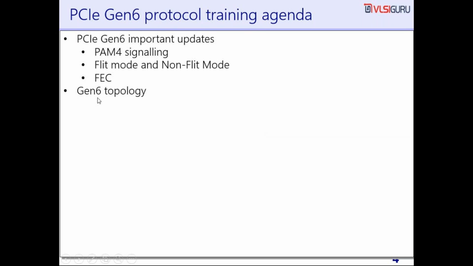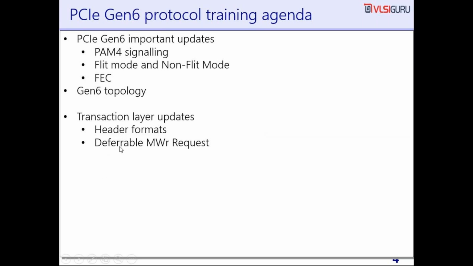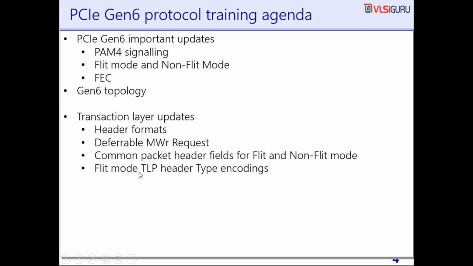Then we'll be talking about Gen 6 topology, which includes multiple PCI domains and how they interface. I mean, how they connect in the system. Then we'll be understanding the transaction layer updates, where we'll understand the header format updates, the concept of deferrable memory write request, which has been introduced in Gen 6. We'll also talk about common packet header fields for flit mode and non-flit modes. We'll also talk about flit mode TLP header type encodings.